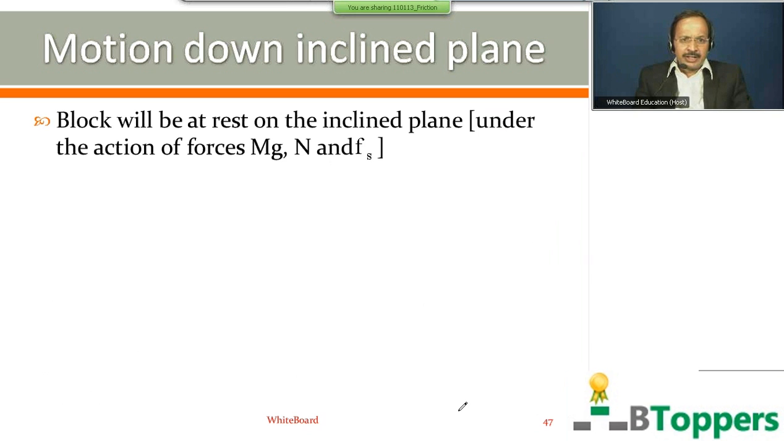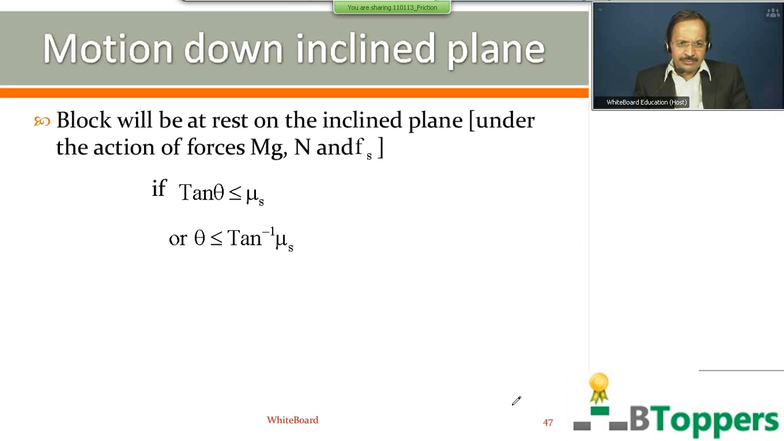The block will be at rest on the inclined plane under the action of forces Mg, N and Fs. Fs means static friction. If tan theta is less than or equal to mu s, or theta is less than or equal to tan inverse mu s, or theta is less than or equal to phi. Here phi is the angle of friction between the two surfaces in contact, which is equal to tan inverse mu s.